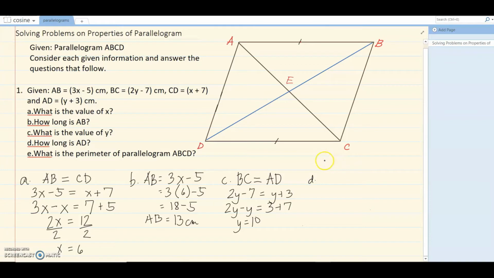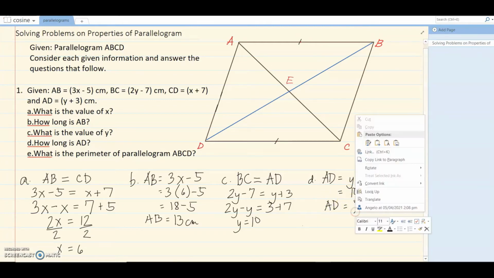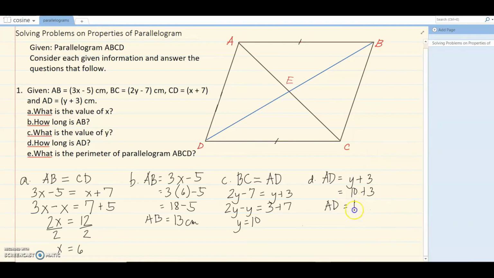Next letter D now. How long is AD? Or line segment AD. So, AD is, yung AD natin is y plus 3. So, y plus 3. Y natin is 10. So, that's 10 plus 3. So, line segment AD or side AD is 13 centimeters.